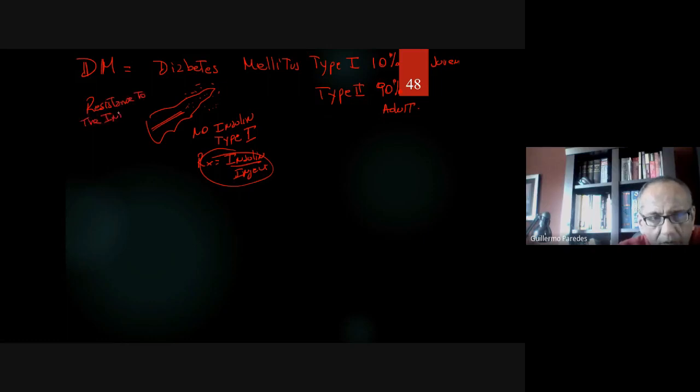What is the resistance to the insulin? Basically, we have the cell here. This is the insulin coming here. This is the doorbell. Somebody is trying to get in. And here we have the glucose.